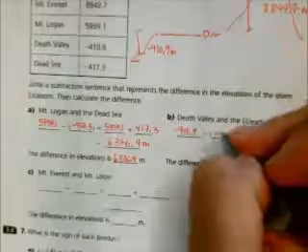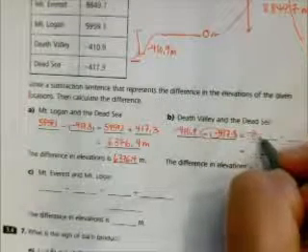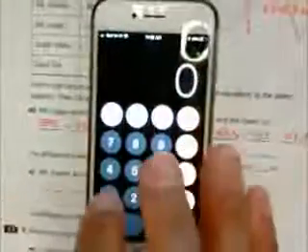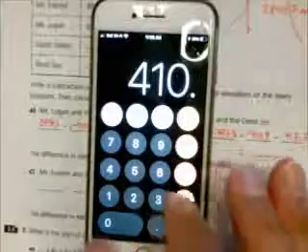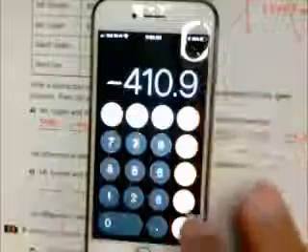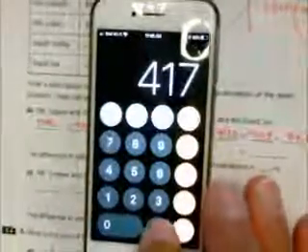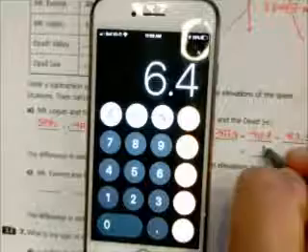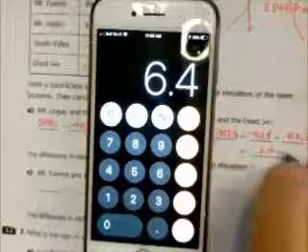Okay, the Death Valley and the Dead Sea, the difference is, okay, so you've got negative 410.9 and then you've got negative 417.3. Okay, so they've got the two negatives side by side, so they turn that into a positive. So negative 410.9 plus 417.3 means you're only talking about a difference of 6.4 meters.